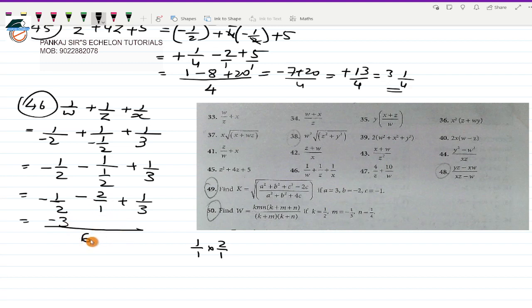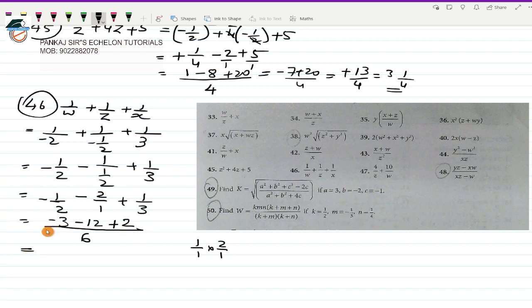1 into 6 is 6. So that 6 I will pick up and I'll multiply by this 2, minus 2. So it will become minus 12. Then I'll take this 3. 3 multiplied by how much is 6? 3 multiplied by 2 is 6. That 2 I will pick up and multiply with this numerator 1. So it will become 2 into 1 is plus 2.